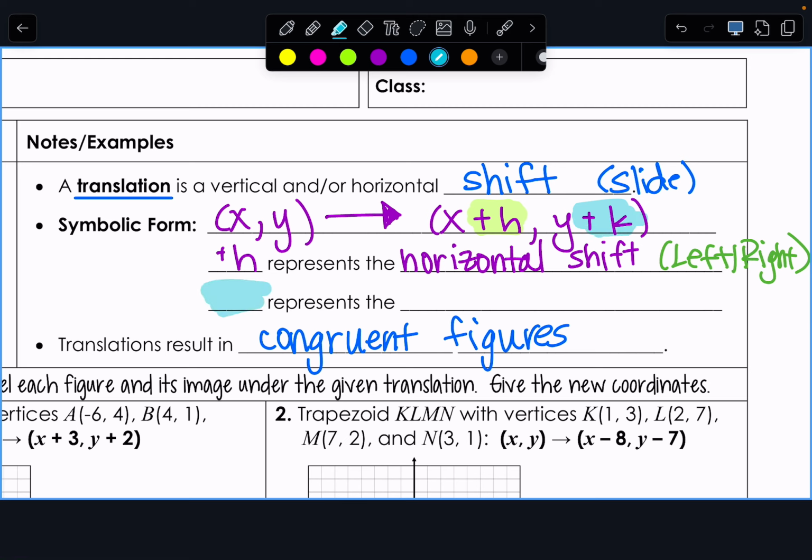This plus K, since it's with the Y, is telling us, to be professional, the vertical shift, which is just a fancy way of saying, which way are we going to go, up or down? So this notation is just going to tell you, hey, we need to move right 5 and down 7, or left 2 and up 3.